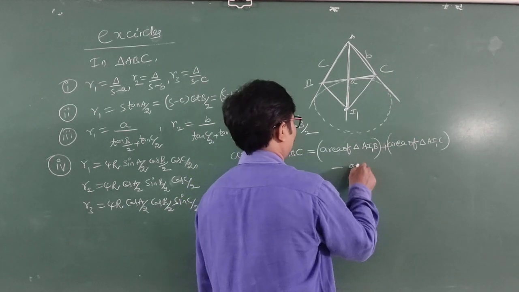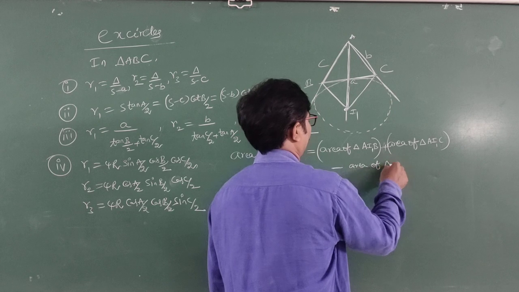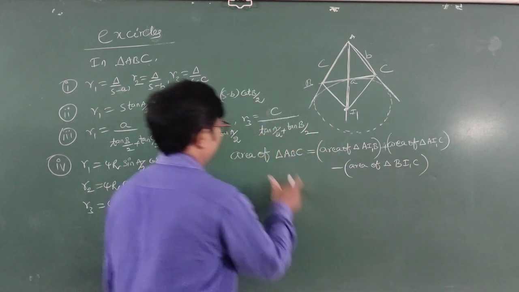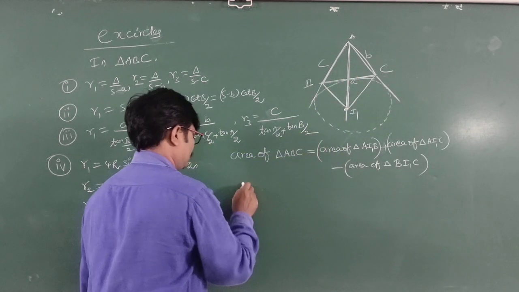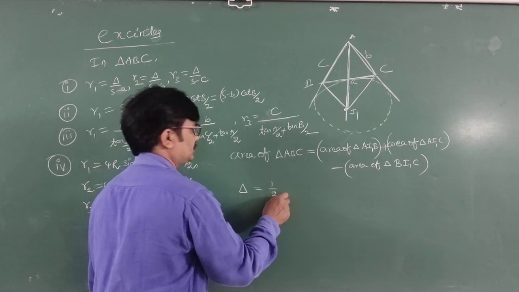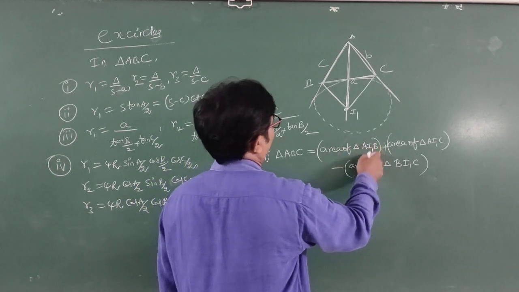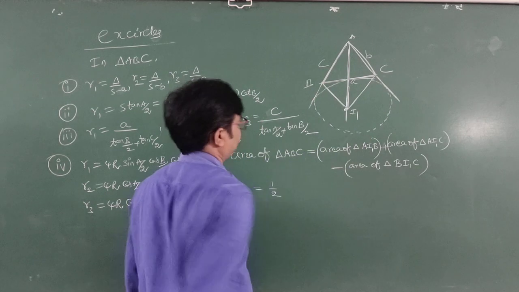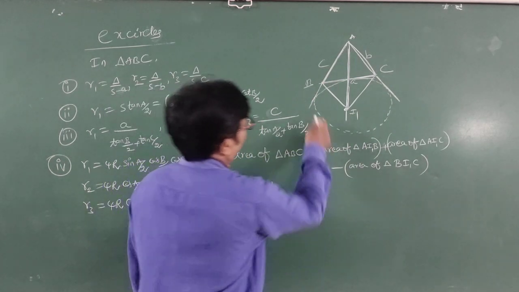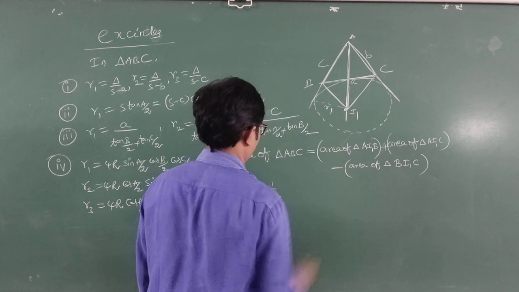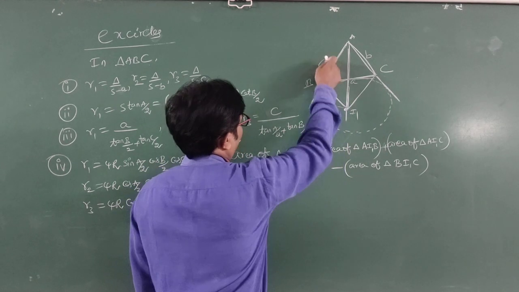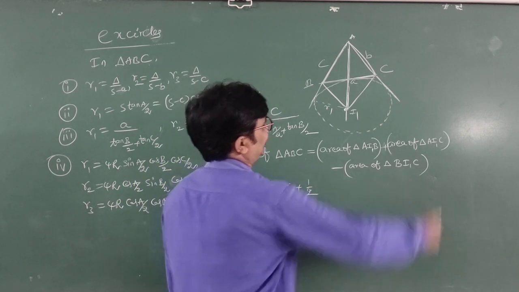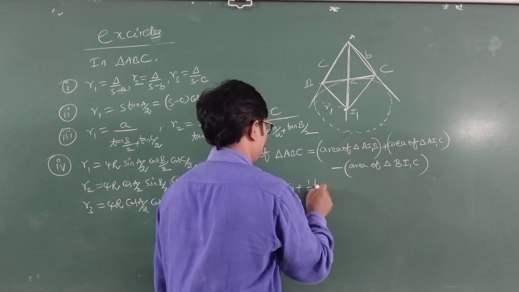The area of the triangle BI1C. Okay students, the area of the triangle ABC is denoted by delta. So students, first take AI1B. This is opposite to C, so its height is R1 and its base is c, giving c R1. Similarly for AI1C, the base is b and the height is R1.